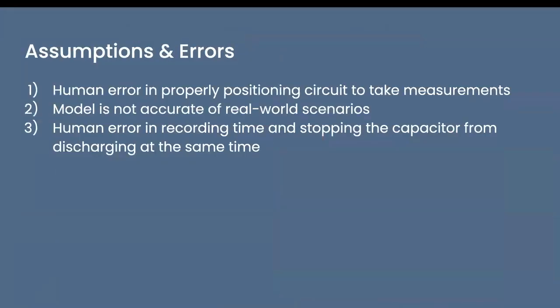In this lab, there are some sources of error, including human error in properly positioning the circuit to take measurements. The model is not accurate of real-world scenarios, and there is human error in recording the time and then stopping the capacitor from discharging, both at the same time.